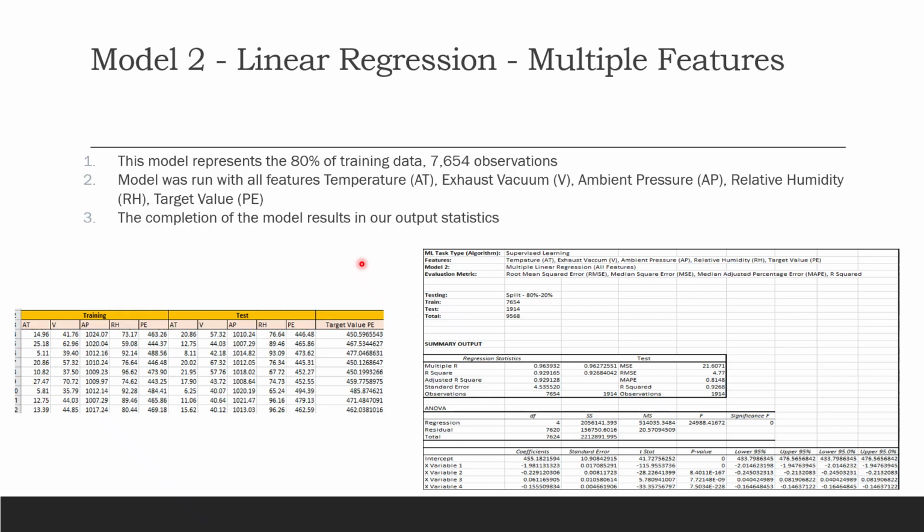Our Model 2, linear regression for multiple features, uses the same approach, 80% of the training data. The only difference is instead of using just ambient temperature, we're using all features. Here just shows a breakdown of the target value PE, our regression statistics similar to Model 1, and then our coefficients that we will need to use in our later model evaluation. The intercept representing the target value PE and our X variables representing the features that we used.